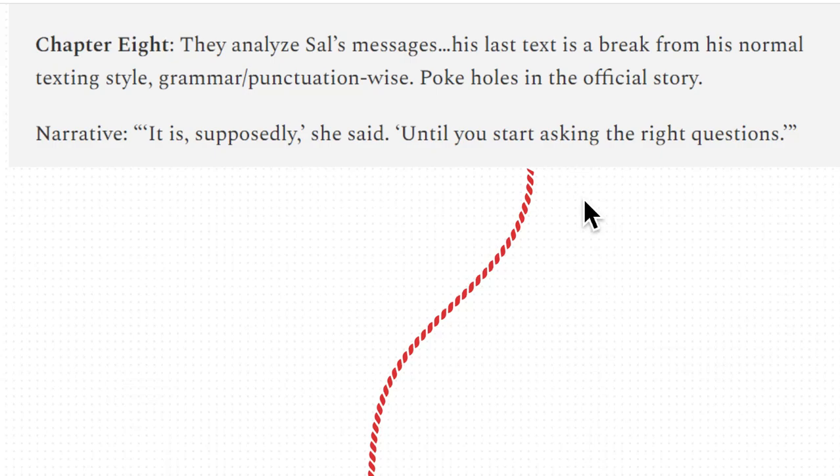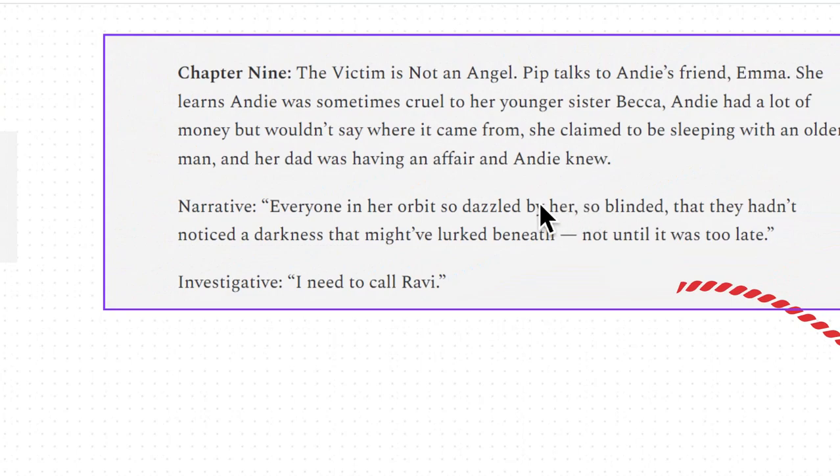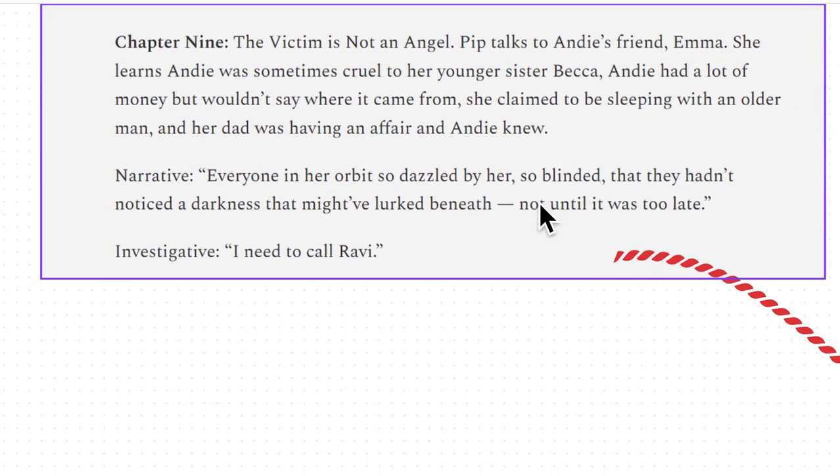And I'll put a link below if you want to read more about those values in the Story Grid. Let's move on to chapter 9, which I call the Victim Is Not an Angel chapter.